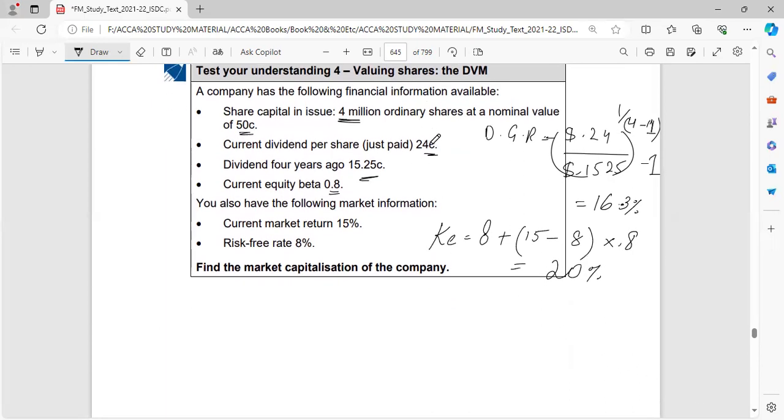Now we have dividend per share of 24 cents and shares are 4 million. We are required to calculate market capitalization. So we will calculate total dividend, which is equal to 0.24 into 4 million. 0.24 into 4, it is 0.96 million.